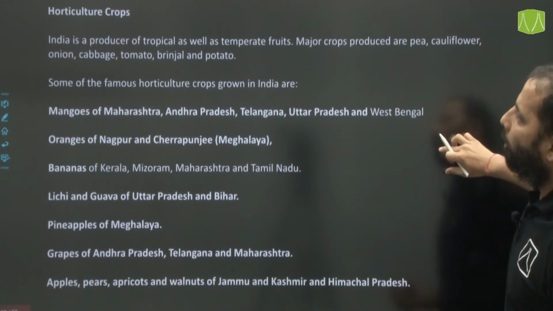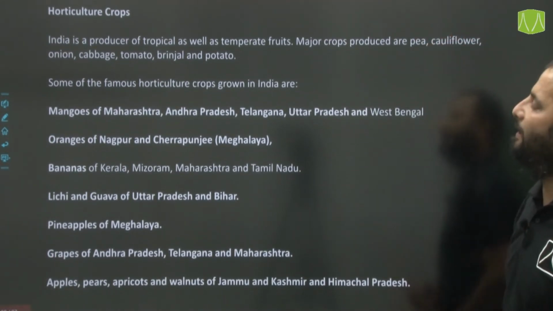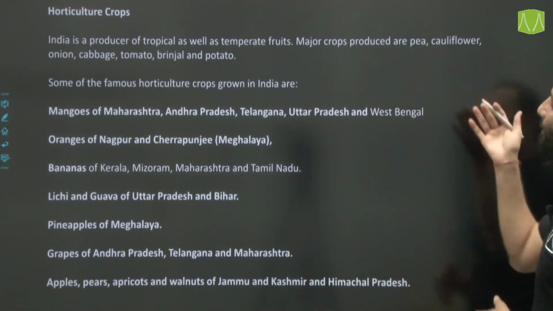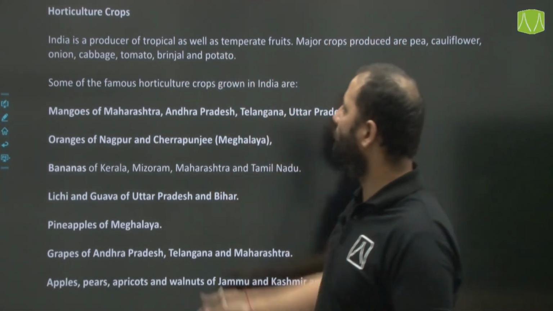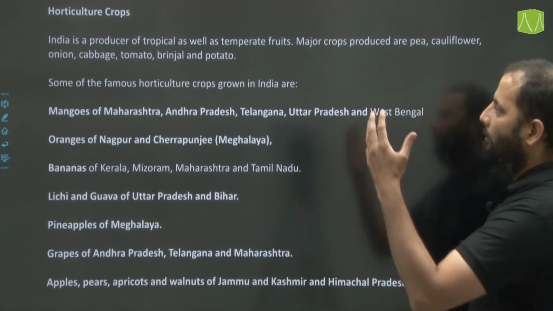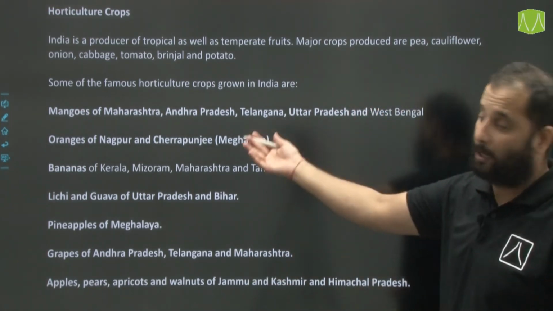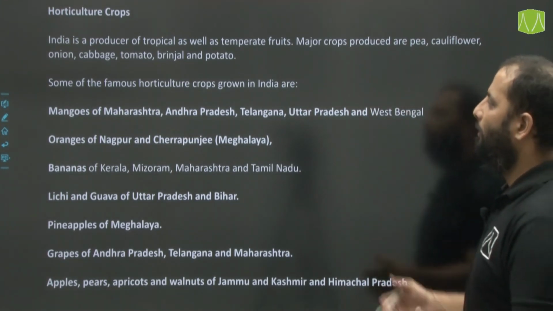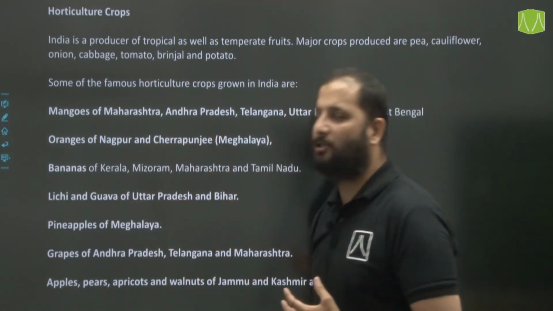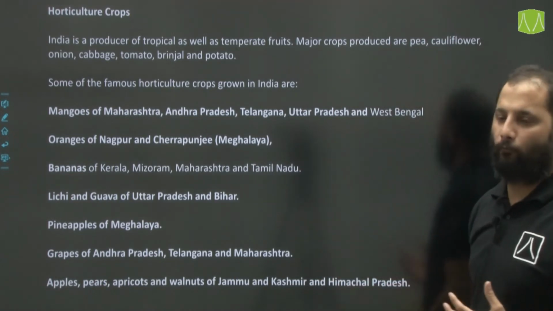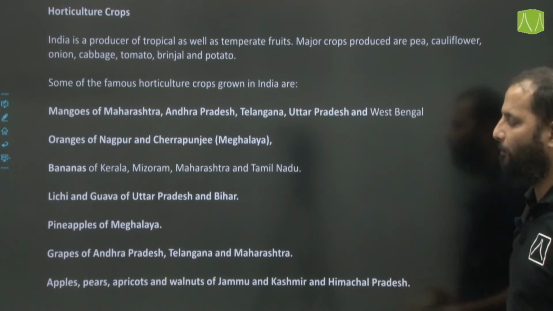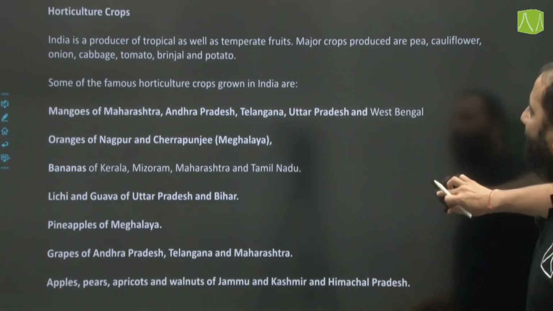Now horticulture crops. India is again a producer of tropical as well as temperate fruits. Major crops produced are pea, cauliflower, onion, cabbage, brinjal, tomato and potato. Some of the famous are mangoes of Maharashtra, Andhra Pradesh, Telangana, Uttar Pradesh and West Bengal, oranges of Nagpur as well as Cherrapunji, bananas of Kerala, Mizoram, lychee and guava of Uttar Pradesh, pineapples of Meghalaya, grapes of Andhra Pradesh and apple, pears, apricots and walnuts of Jammu and Kashmir and Himachal.